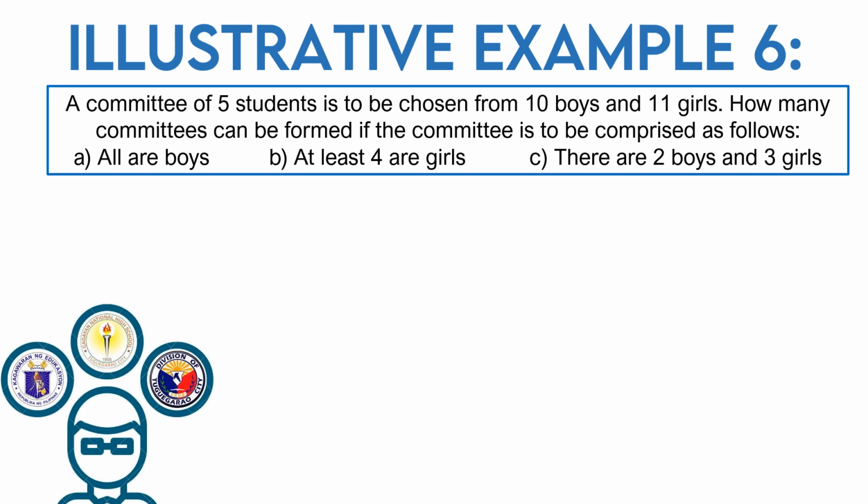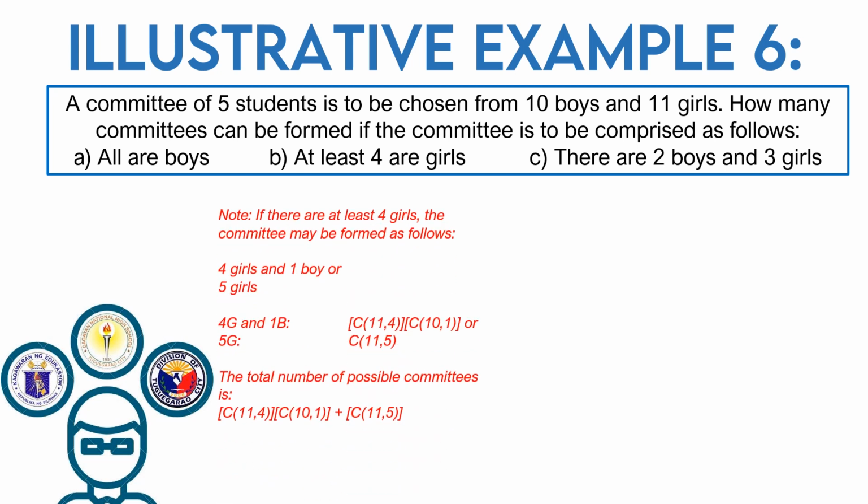Let's try answering letter B. At least 4 are girls. Now, if there are at least 4 girls, the committee may be formed as follows. So the first option would be 4 girls and 1 boy or 5 girls. Again, there are 2 options here. The first option would be 4 girls and 1 boy since the committee must be composed of 5 students, or it can also be that all the committee members are 5 girls.